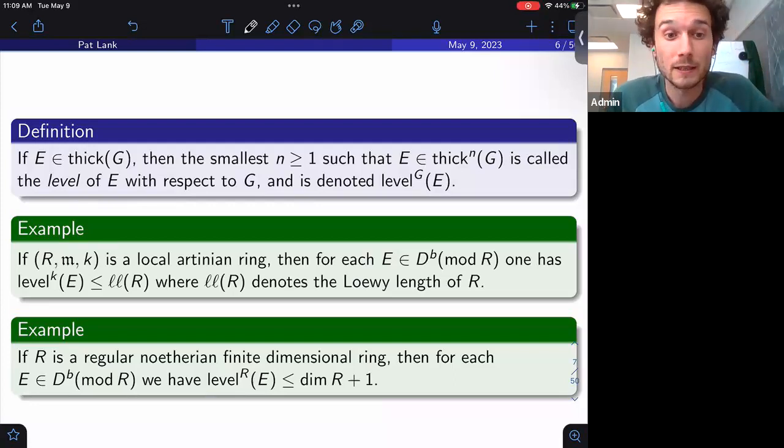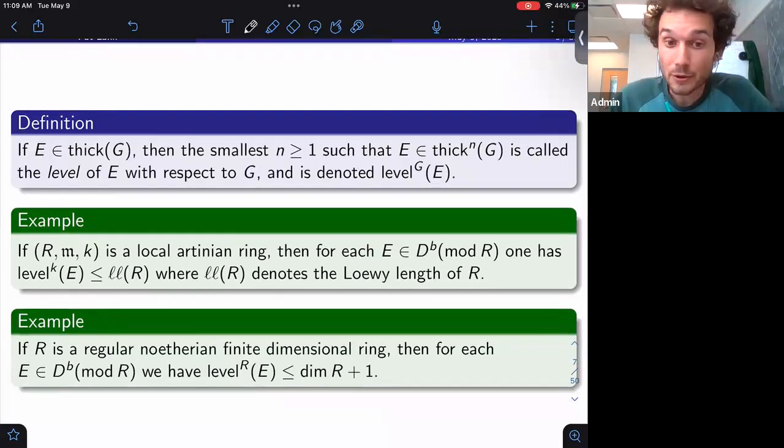So two examples: if you take a local Artinian ring R with residue field K, if I let E be inside D^b(mod R), then the level of E with respect to K is less than or equal to the Loewy length of R. If I have a regular noetherian finite dimensional ring, then for every object E, the level of R with respect to E is at most the Krull dimension plus 1. And there are other examples where we actually can compute the level. And this is a problem of interest.